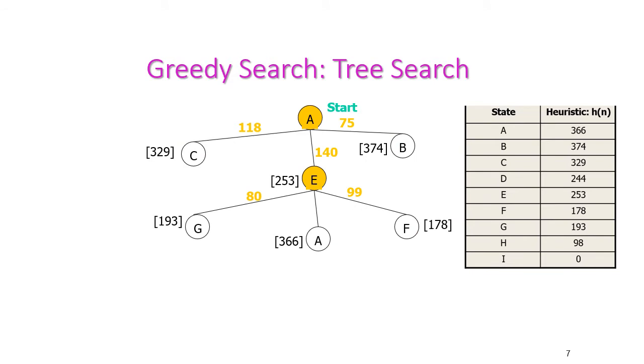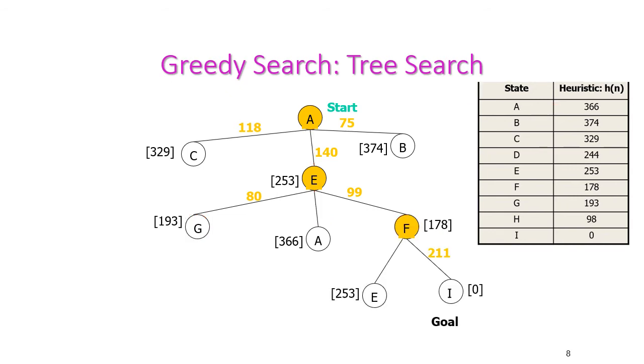From E we have G as an adjacent node, and F is another adjacent node. From E we can go to A also, right? Now the heuristic value of G is 193, the heuristic value of F is 178, and the heuristic value of A is 366. A is already visited, so we cannot select this particular node. Among these, F gives the minimum heuristic value, so we select F for further expansion.